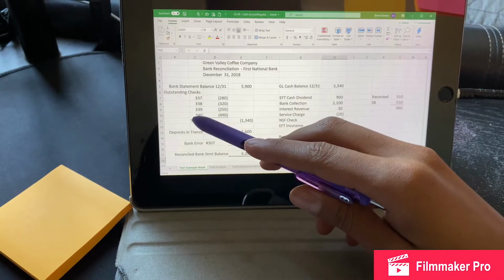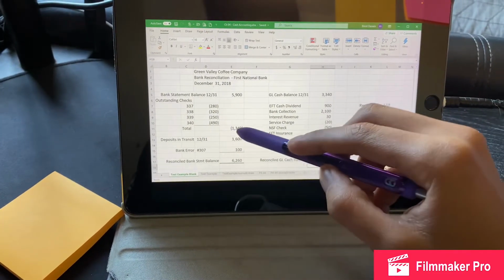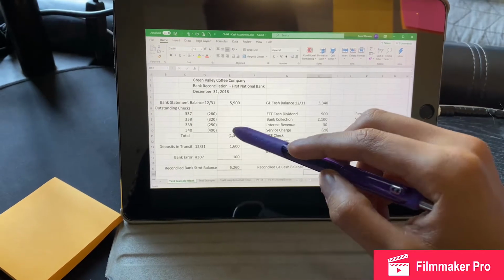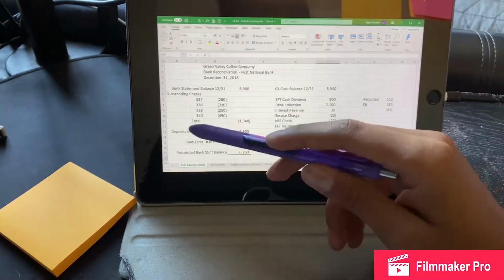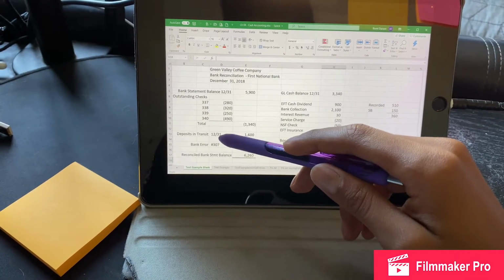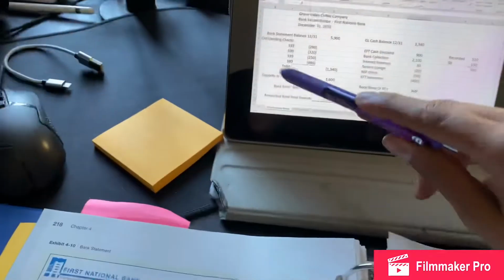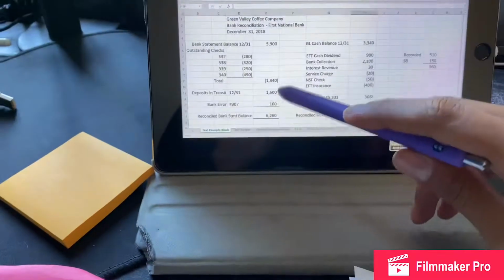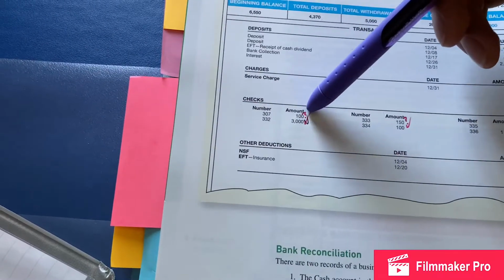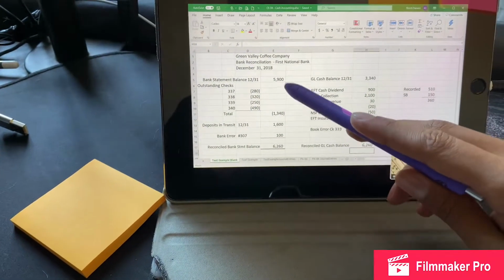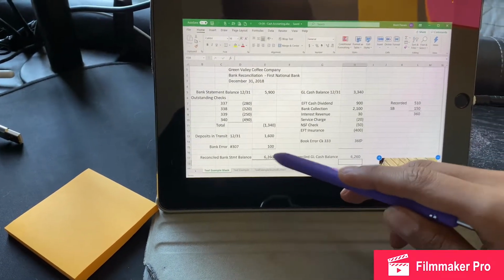So after we pasted all the check numbers and then the amounts, we got a total credit of 1,340. And then this deposit in transit from December 31st for 1,600 is basically the one right here in our general ledger, a cash receipt for 1,600, which didn't get put here. So that means it's still in transit. So that's why we recorded this 1,600 here. The bank charged us for the check we didn't write, so we basically got our money back, and we put it right here. And then that totaled to 6,260.